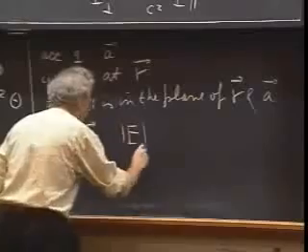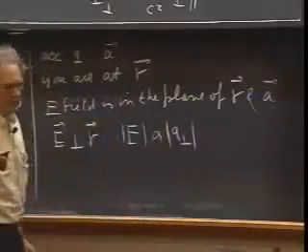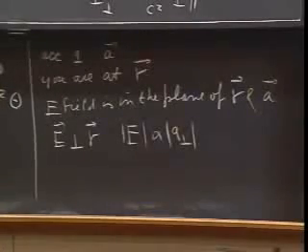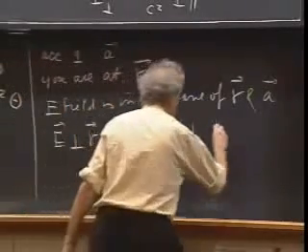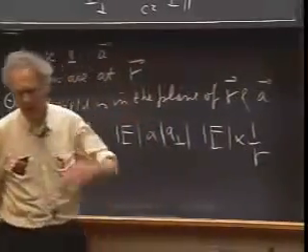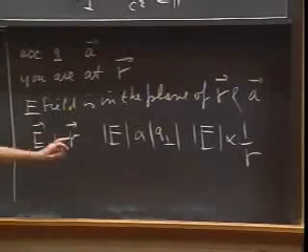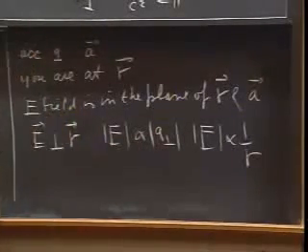The magnitude of the E vector is proportional to the magnitude of the A perpendicular, and the magnitude of E is proportional to 1 over R. And if Q is positive, then E is in the direction minus A perpendicular. If Q is negative, then it is in the direction of A perpendicular.